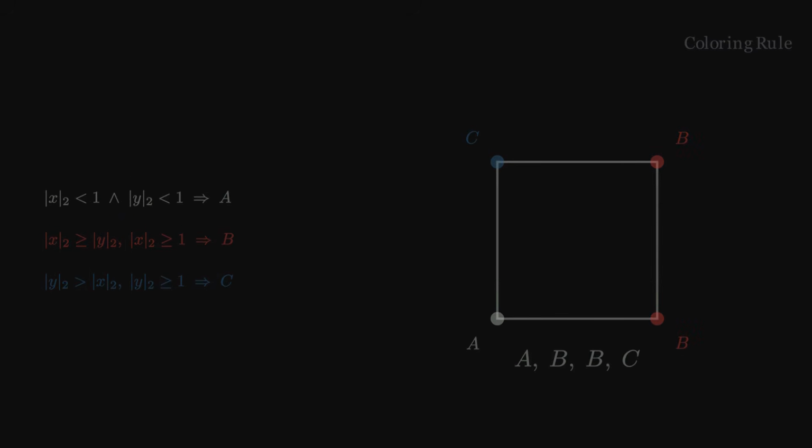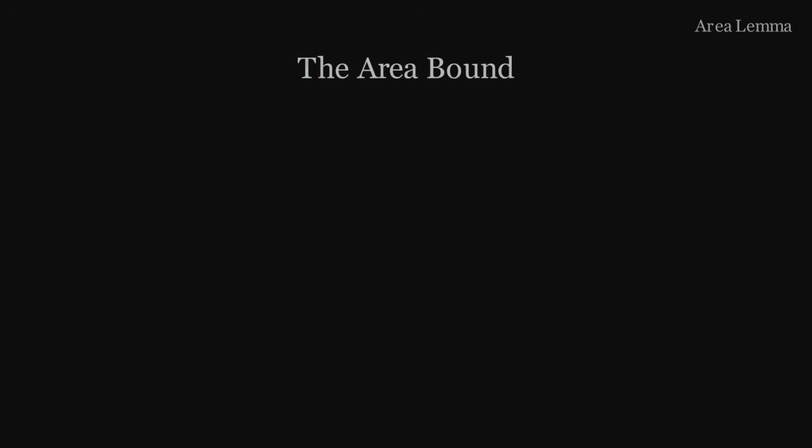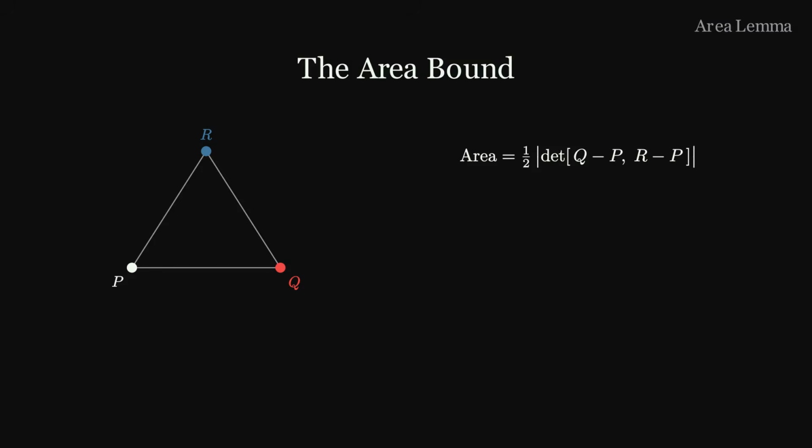Take any triangle with vertices at 3 points in the plane. The area is given by the shoelace formula: half the absolute value of a 2x2 determinant in the differences of the coordinates. Specifically, if the three vertices are P, Q, and R, the area equals 1/2 times the absolute value of the determinant whose rows are Q minus P and R minus P. It's a classical formula from analytic geometry.